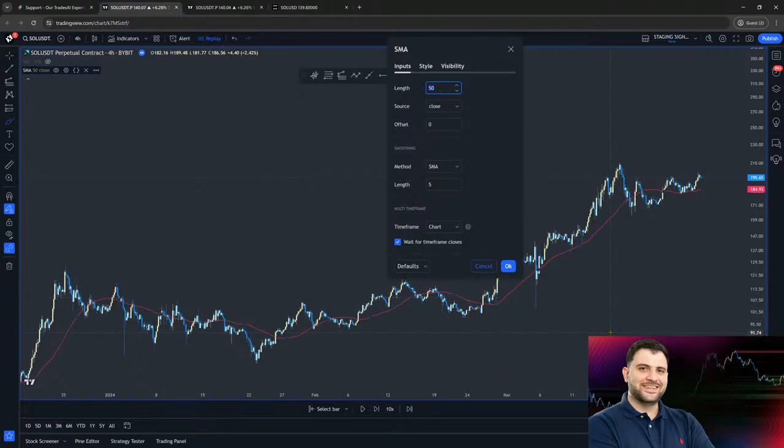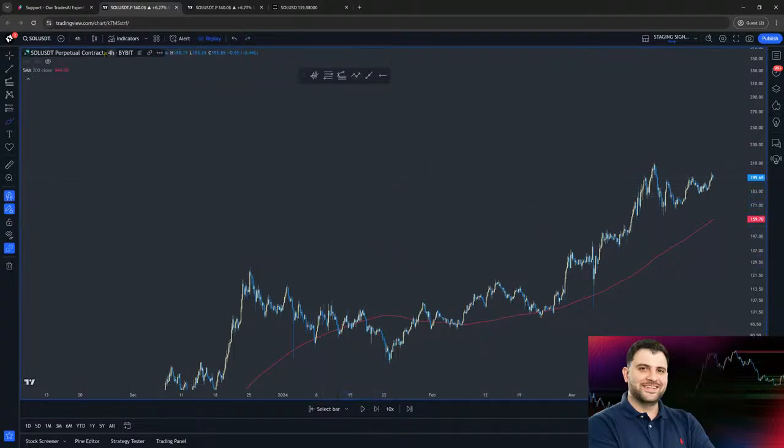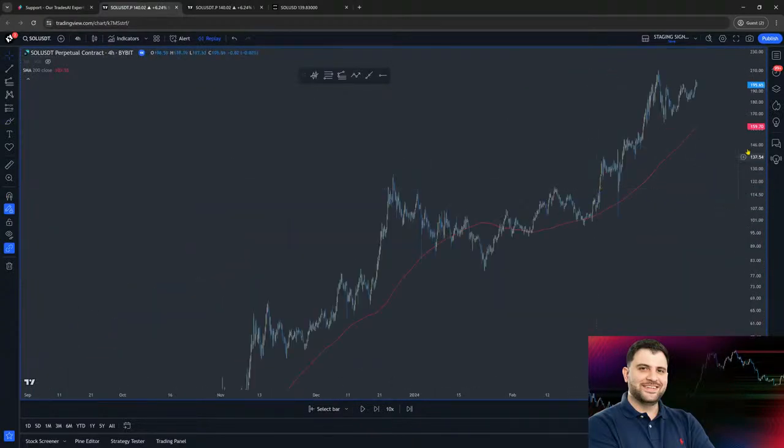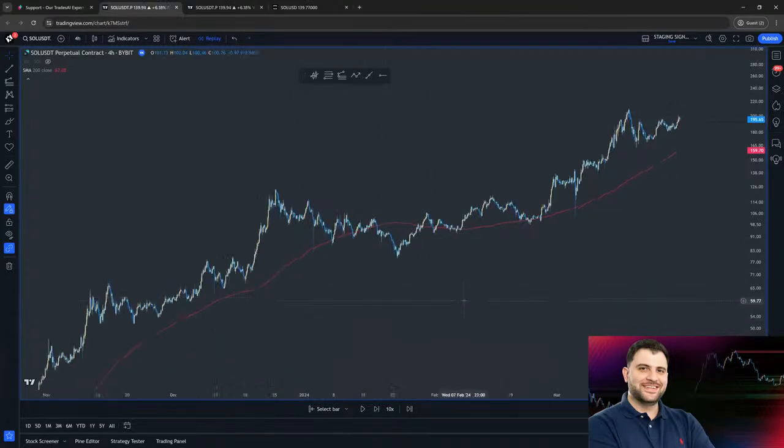Like let's say I go with 200 candles. See how the moving average is now smooth. It's not sensitive, so it's like a general moving average. It's not like this move happened in here, but it didn't affect much the line. It didn't move quickly with it. It took its time because it's a 200 candle moving average.